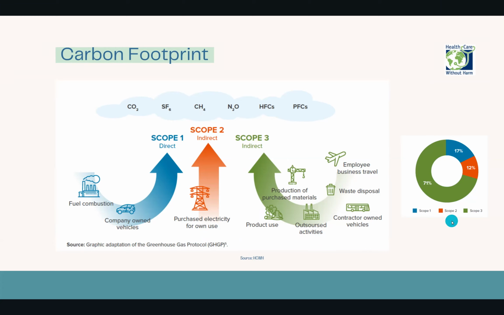And if you look at the pie chart here, it shows us that in the health sector, scope 1 emissions, which are direct emissions from a healthcare facility, come up to only 17% of health facilities' emissions. Scope 2 emissions are about 12%, and the biggest share of greenhouse gas emissions from a healthcare facility is from scope 3, which is the supply chain and supporting services of the hospital.